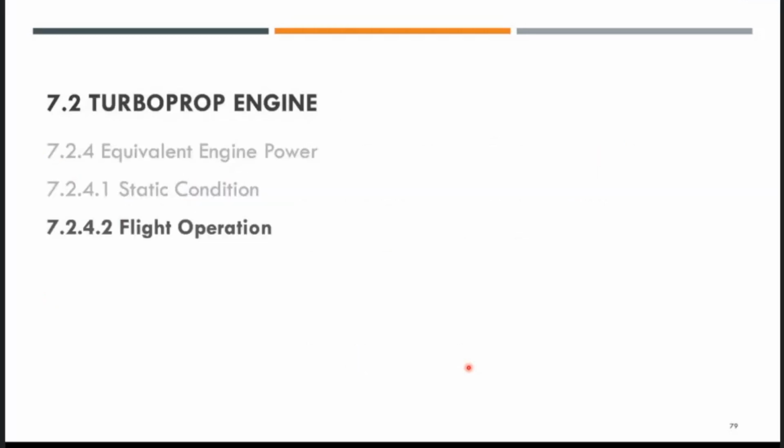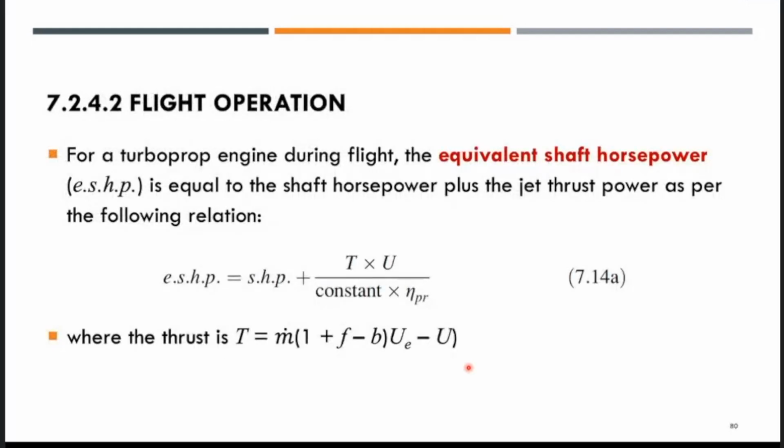Now let us move into the other condition, flight operation. For a turboprop during flight, the equivalent shaft horsepower ESHP is equal to the shaft horsepower plus the jet thrust power, as in the following relation. So ESHP, equivalent shaft horsepower, equals the SHP, shaft horsepower, plus the thrust times the velocity of the aircraft, divided by a constant times the efficiency of the propeller. We know that the thrust itself equals the mass flow rate times this expression, which we have already seen in our previous slide.